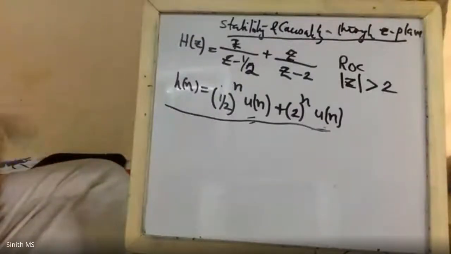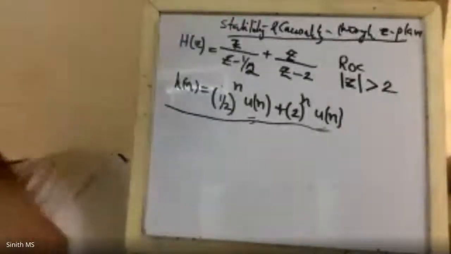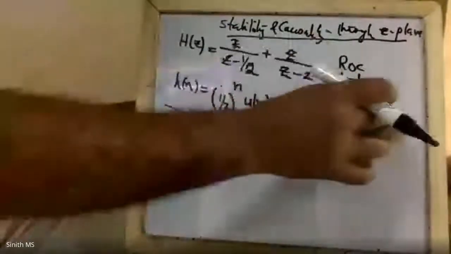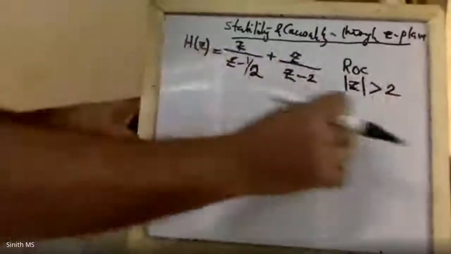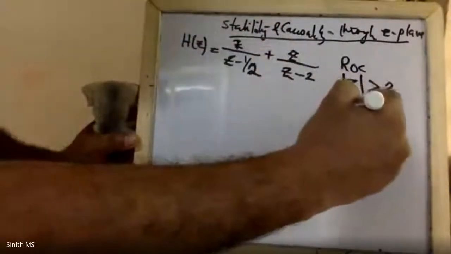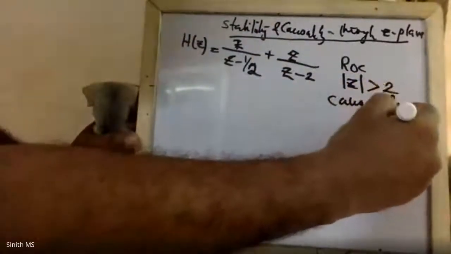Okay, now let us assume that, so given a transfer function like this, you are having a causal system. This is a causal system.